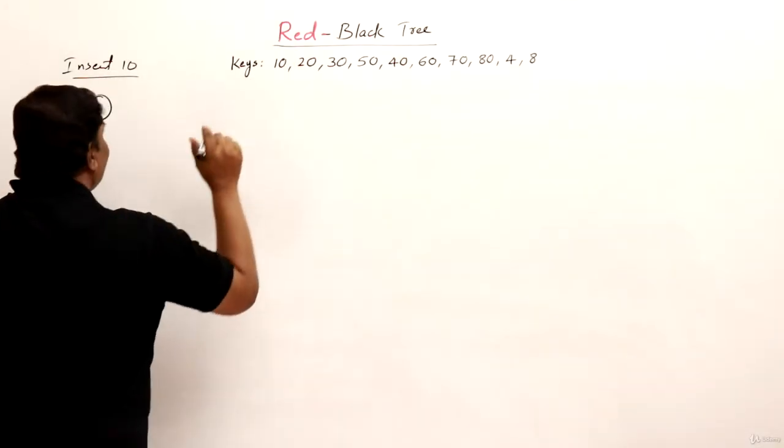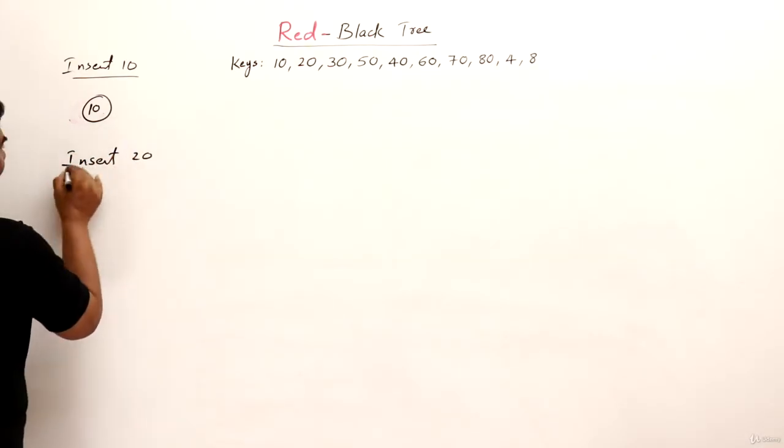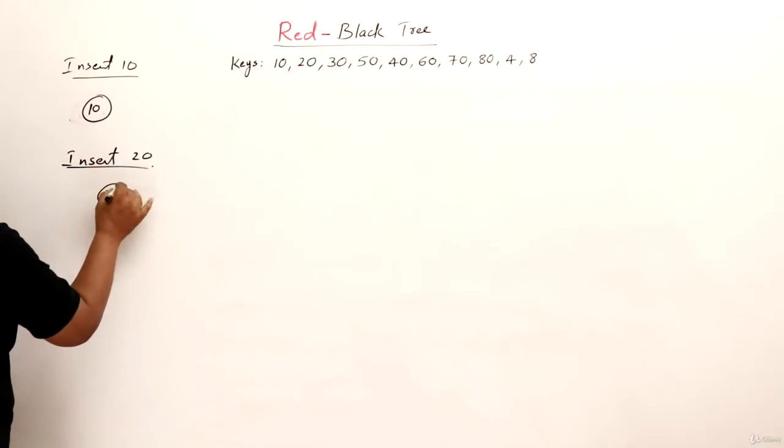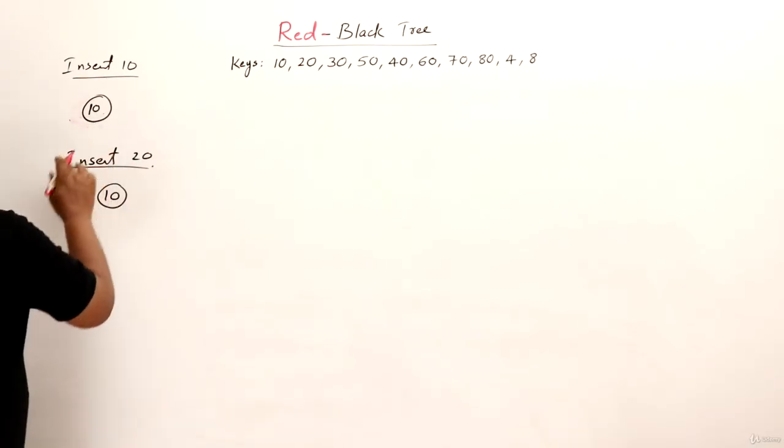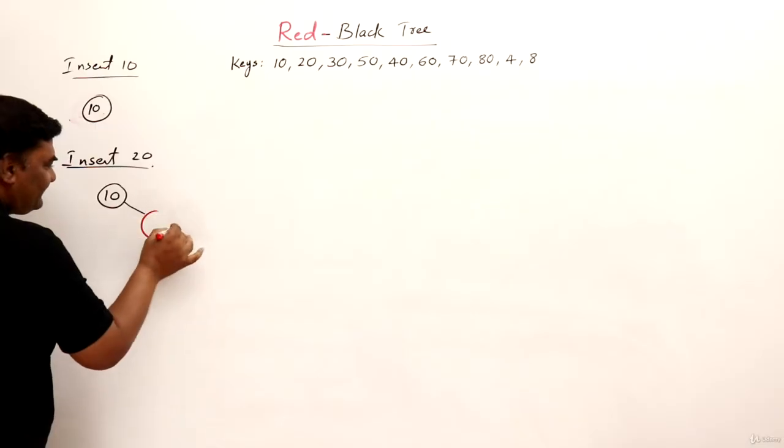Now the next key, 20. Let me continue, insert 20. This is already 10. So where should 20 come? 20 is greater than 10, so it should come on the right hand side. So 20 is this one.